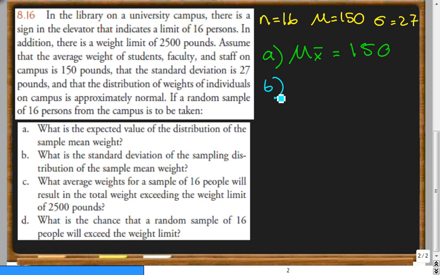Then we have B. It says, what is the standard deviation of the sampling distribution of the sample mean weight? Well, we know that the standard deviation for our sampling distribution is going to be our normal standard deviation over the square root of n. So we just have to replace those things. Our normal standard deviation was 27. Our sample size was 16. The square root of 16 is 4. So we end up here with 6.75.